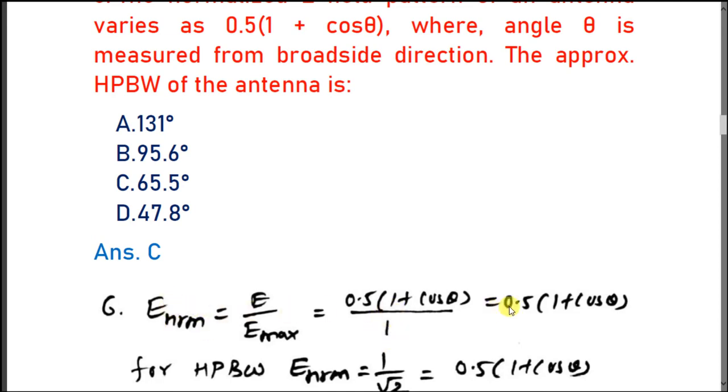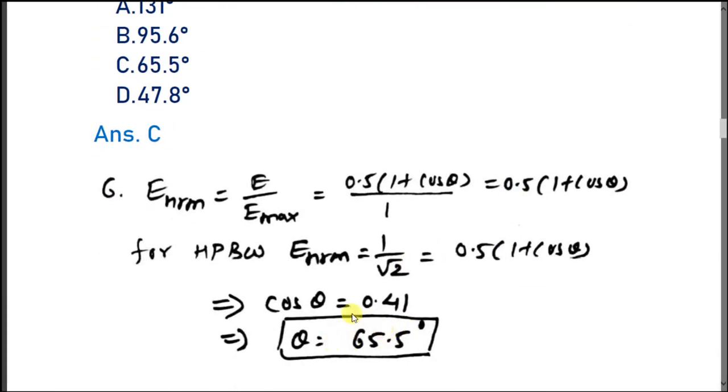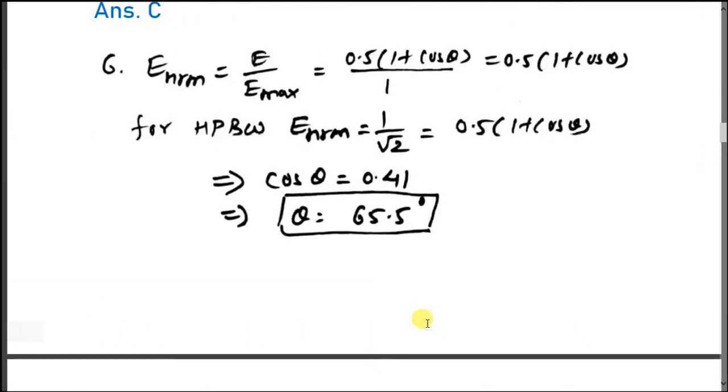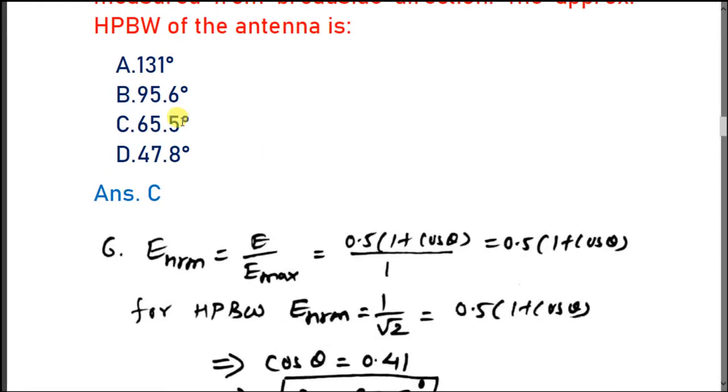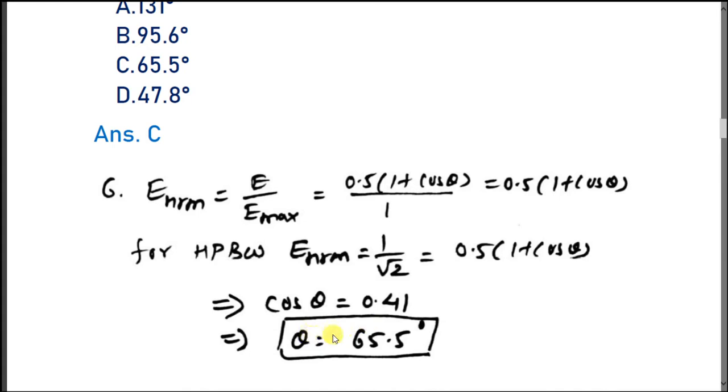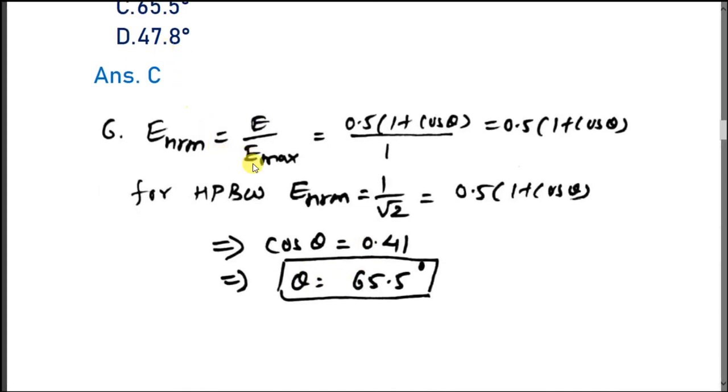Okay, so E normalized is equal to 0.5 (1 plus cos theta). For half power beam width, in the broadside direction, E normalized must be equal to 1 upon root 2. So 0.5 (1 plus cos theta) is equal to 1 upon root 2. So you find the value of theta, that is 65.5. Multiplying 0.5 by 1 plus cos theta will give cos theta as 0.41. So theta is equal to 65.5. Okay, so answer is C.